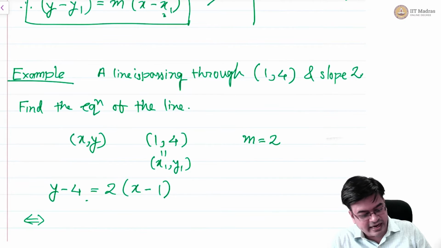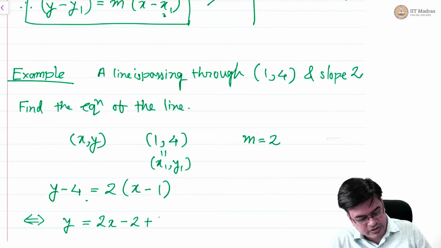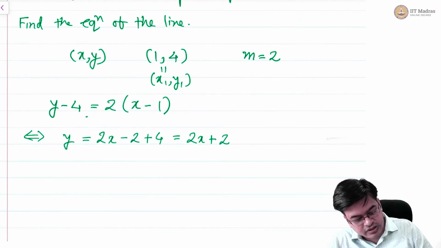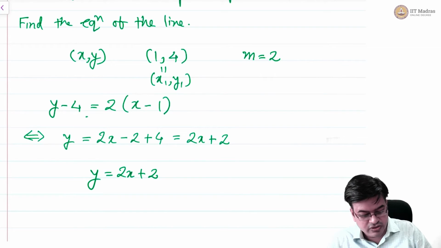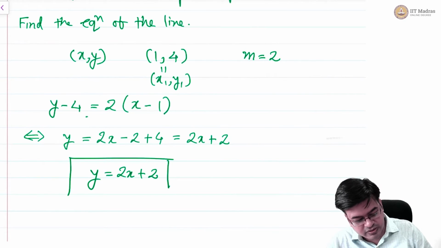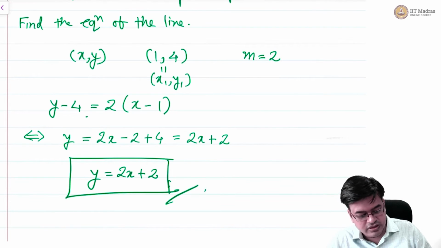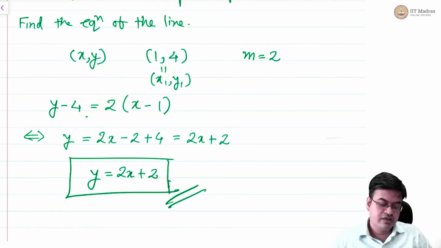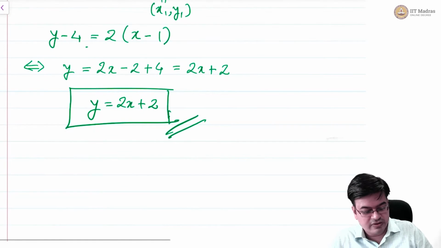So simply add 4 on both sides, that will take care of most of the things. So 2x minus 2 plus 4 will give me 2x plus 2. Therefore the equation of the line passing through the point (1, 4) with slope 2 is y is equal to 2x plus 2. This is the equation of the line.